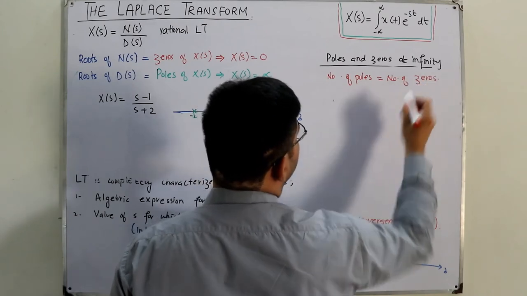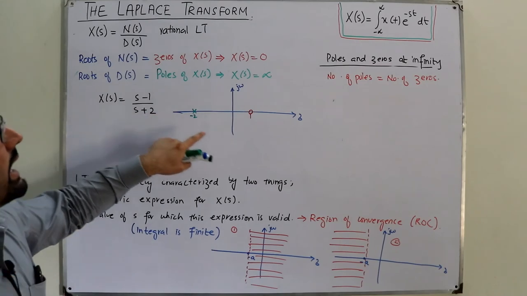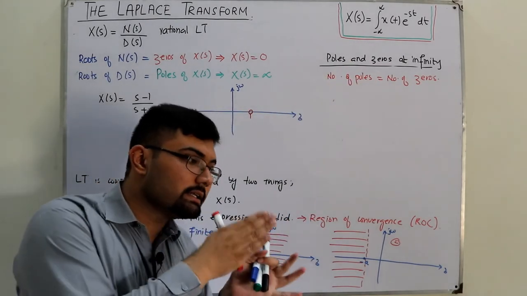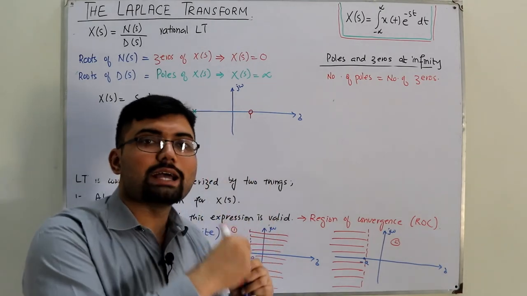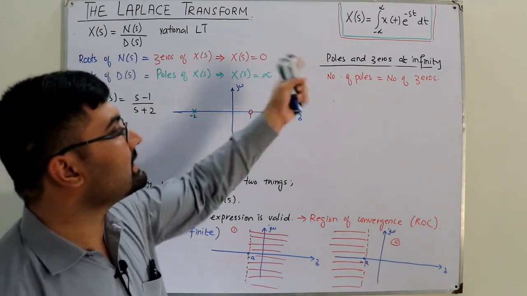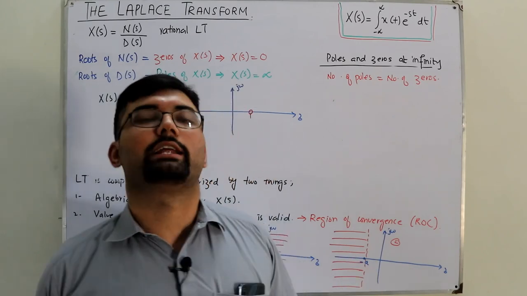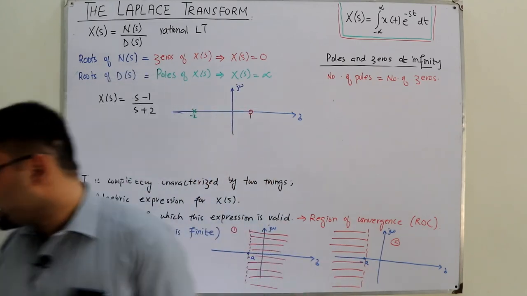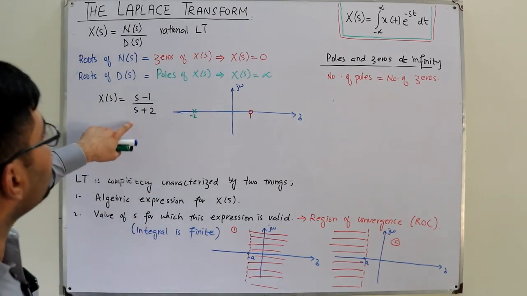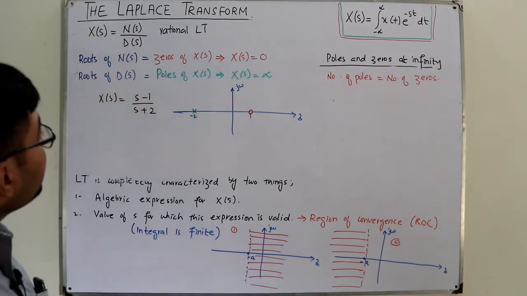So in any case, if you physically find the roots and the number of poles is greater than the number of zeros, we would consider the remaining zeros to be at infinity. Similarly, if the number of zeros is greater than the number of poles, we would consider the remaining poles to be lying at infinity. That depends on the order of the equation. So if the order of the denominator is greater than the numerator, the number of poles would be greater, right?